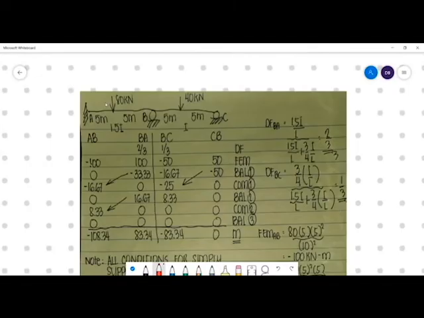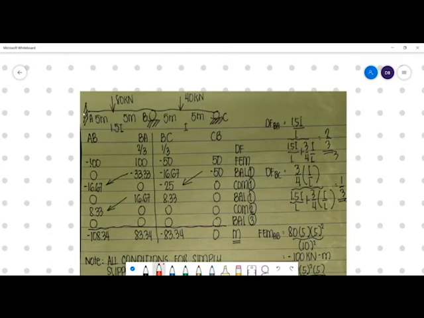Okay, so let's now refer to this problem. You're given another set of continuous beam. A two-span continuous beam, A, B, C, with a fixed support at A and a roller at C. So somewhat different from our previous problem.